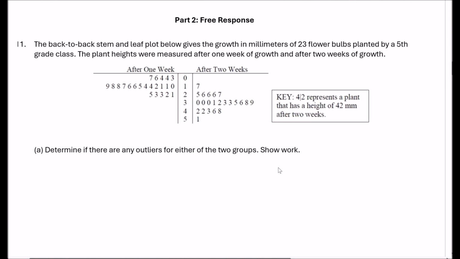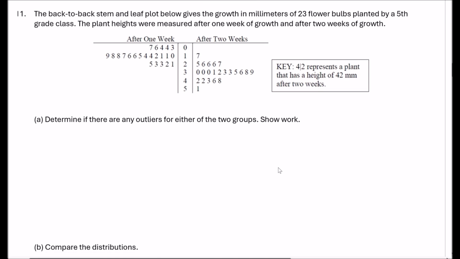All right. Now we're on down to our free response. So the back-to-back stem and leaf plot below gives the growth in millimeters of 23 flower bulbs planted by a 5th grade class. The plant heights were measured after 1 week of growth and after 2 weeks of growth. Determine if there are any outliers for either of the two groups. Show work. Okay. So outliers. In order to calculate outliers, we need to use the 1.5 IQR rule.